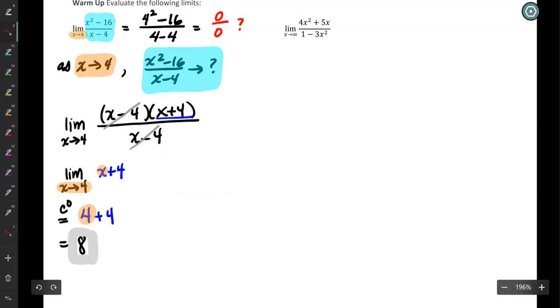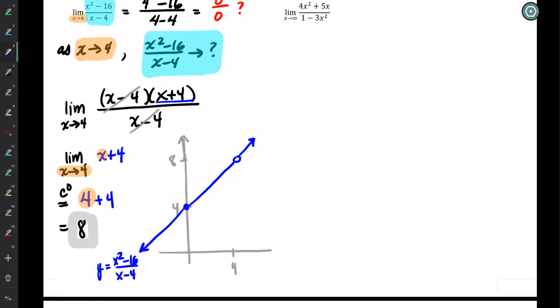What claim have we actually done? Well, the graph of y equals x squared minus 16 all over x minus 4 looks exactly like the graph of y equals x plus 4, but it has an added domain restriction, x can't be 4. So it just has a little hole there. I'm going to make a quick sketch. All right, so right here, this line with a little hole at 4, 8, that's your function y equals x squared minus 16 all over x minus 4.